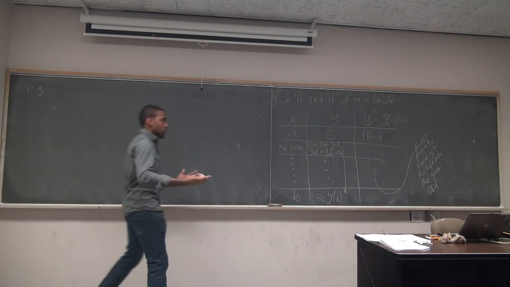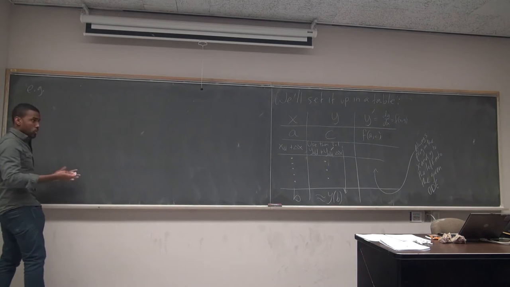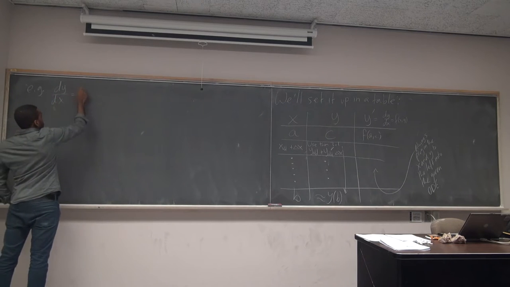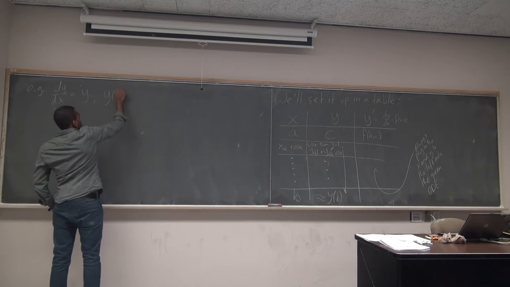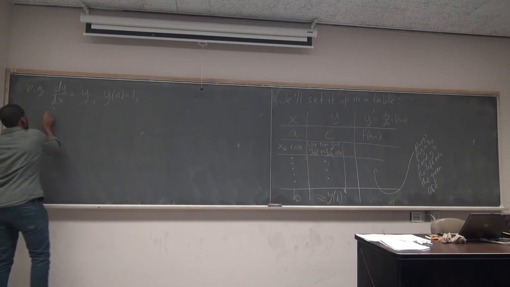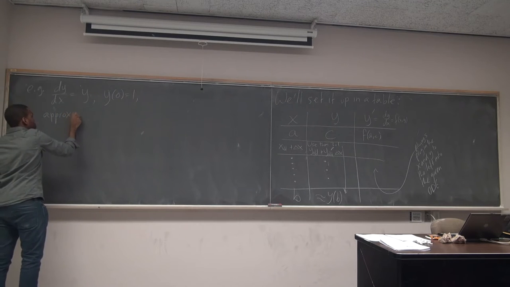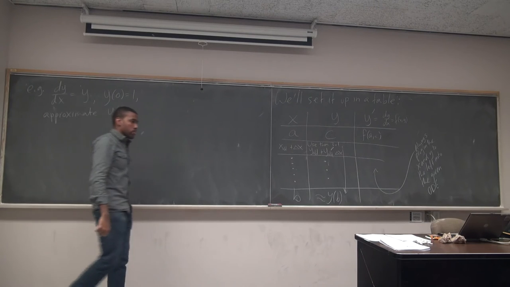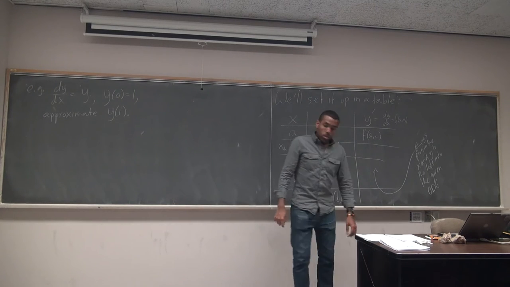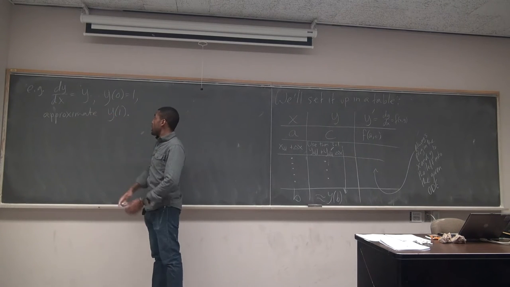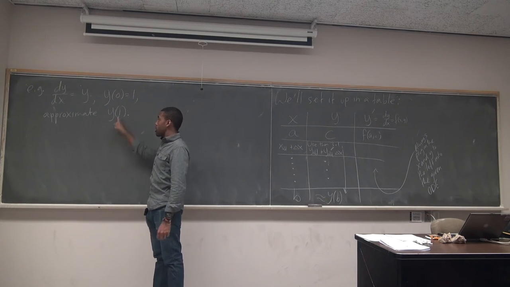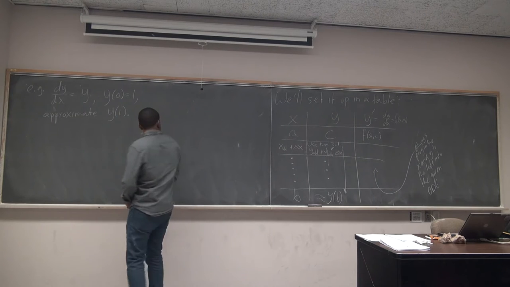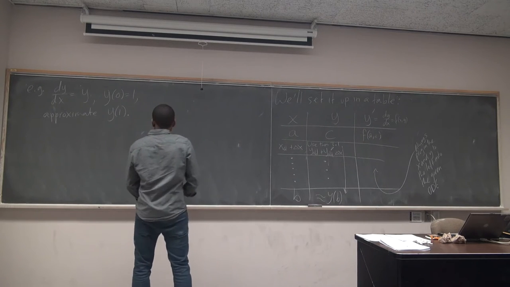I'm gonna start off super easy, then give you one a little harder. One where we kind of know what the answer is in the beginning anyway. Let's say dy/dx is equal to y. y of 0 is equal to 1. Approximate y at 1. That's my first question. So I gave you a differential equation, y prime equals y. I give you an initial condition, and I want you to approximate here. So I told you what y of 0 is. I want you to tell me what y of 1 is. That's the goal.